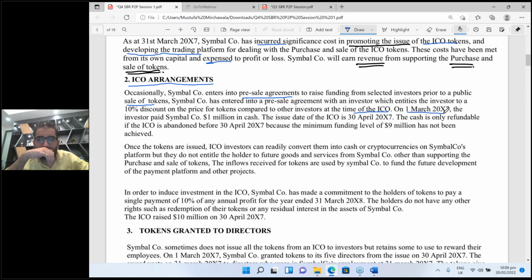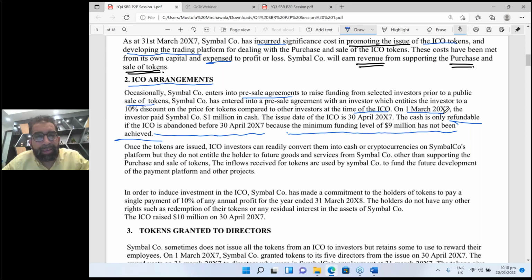Now the issue date of the ICO is 30th April X7. That means one month after the accounting period end. The cash is only refundable if the ICO is abandoned before 30th April X7, because the minimum funding level of 9 million has not been achieved.